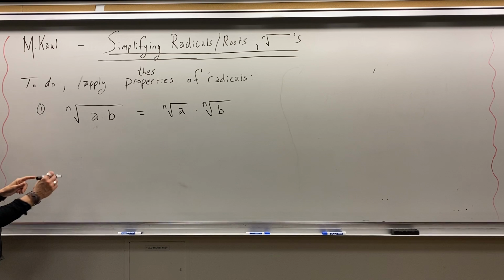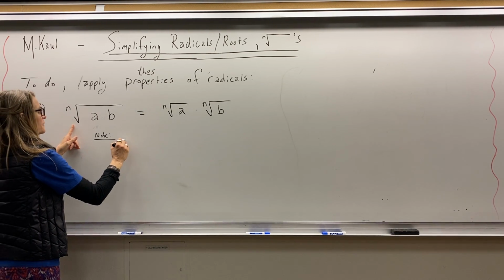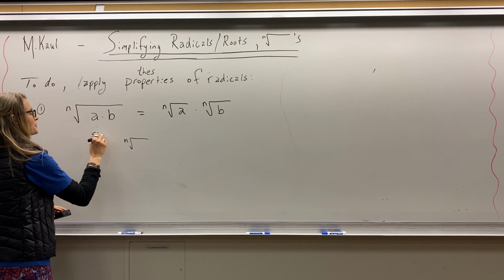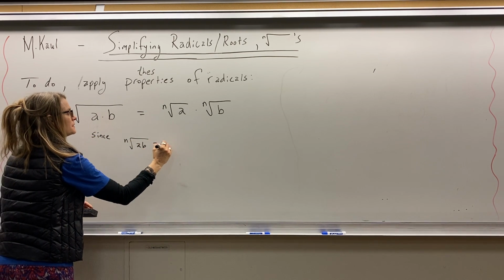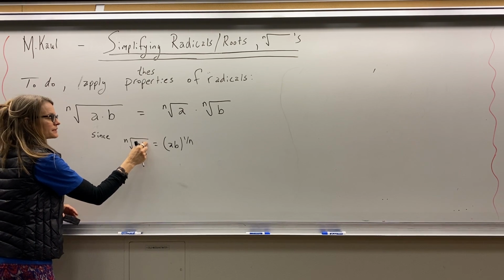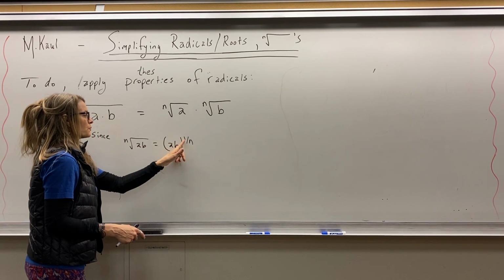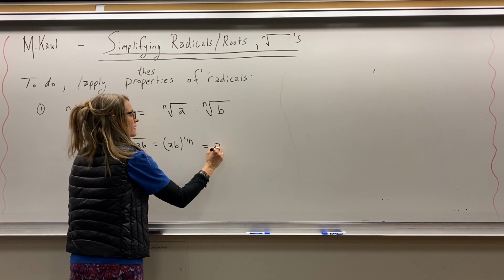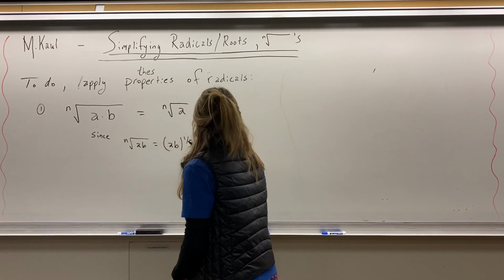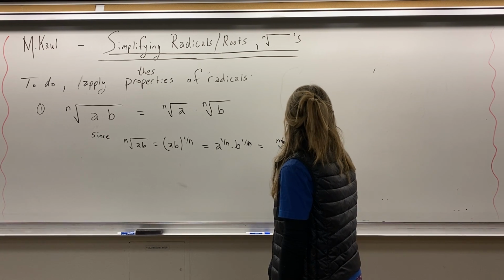And if you think about it, what you want to note is that by using our properties of rational exponents, the nth root of ab is equivalent to ab to the first power underneath here, and using our rules for converting radicals to rational exponents, we'll say this is to the 1 over n power. And this is the same thing as saying a to the 1 over n times b to the 1 over n, which is basically the nth root of a times the nth root of b.